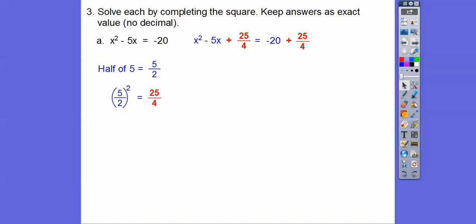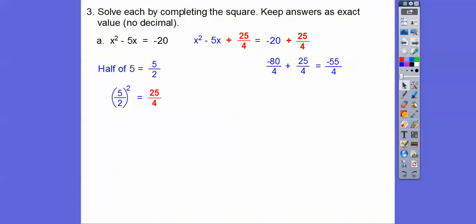Now we're going to simplify this side over here. We're going to get a negative number, which means we're going to get imaginary solutions. In fact, we get a lot of these in this lesson. So I'm going to convert negative 20 over 1 to negative 80 over 4, so we have a common denominator. Negative 80 over 4 plus 25 over 4, when we add those together, we get negative 55 over 4, and 55 is only 11 times 5, so nothing comes out.